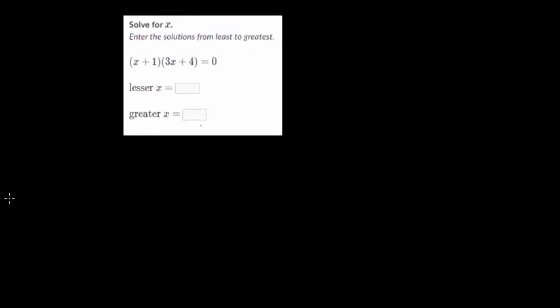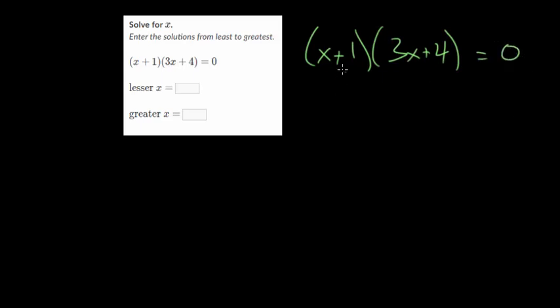So let's do just one more of these. And very similar to the last ones, we have x plus 1 in parentheses times 3x plus 4 in parentheses, all equal to 0. And we know if one of these is equal to 0, then the entire equation is 0. So we're going to set each of these equal to 0 individually. So I'll do this one in blue. Let's say x plus 1 equals 0, and then we solve. So subtract 1 on each side, and you get minus 1.